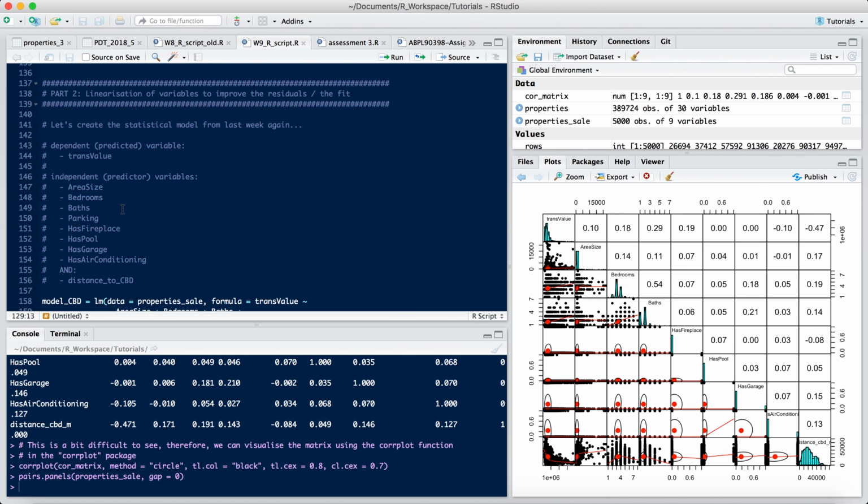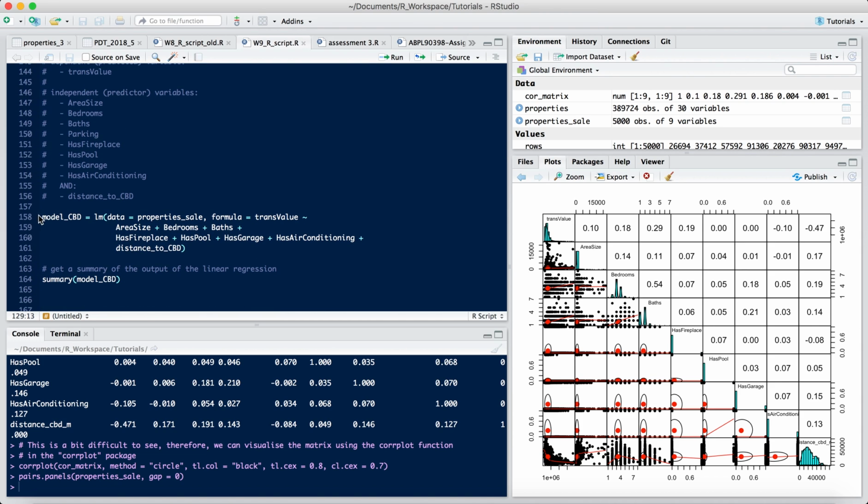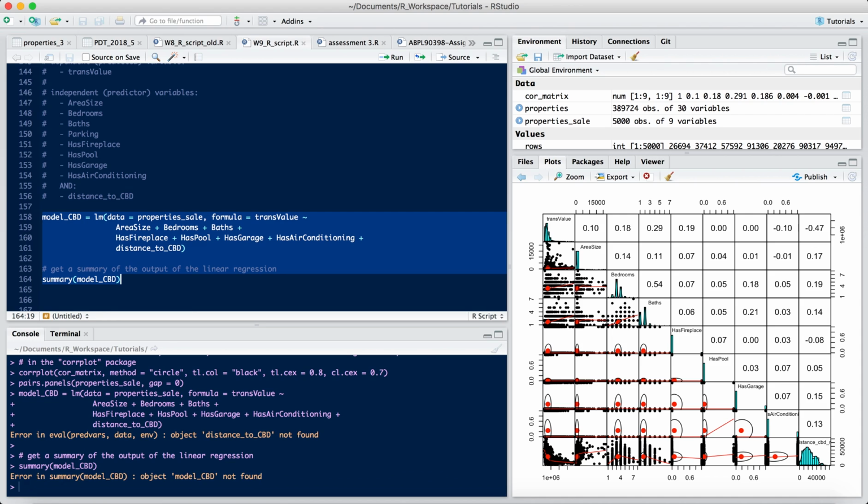Part 2, linearization and variables to improve the residual fit. What we are creating here is a linear regression model. We know that already. We create a model. lm is the function.